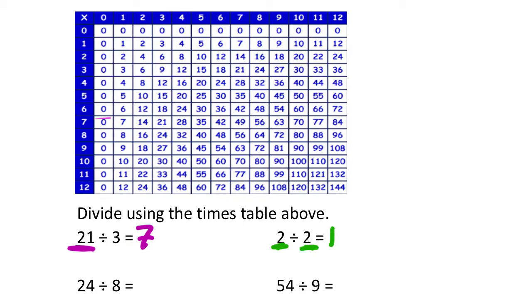So I'm going to give you, take 1 minute and just see if you can do these next two. We got 24 divided by 8 and also 54 divided by 9. Whether you use the table or the fact families is really up to you. But try that out, and then we'll come back in a minute and go over these together.